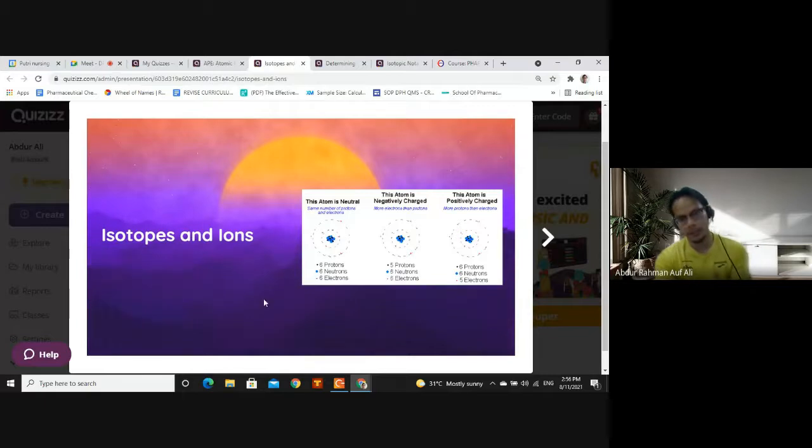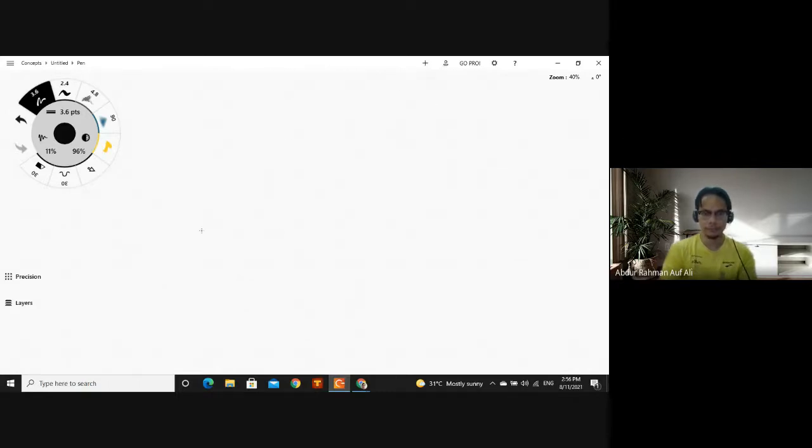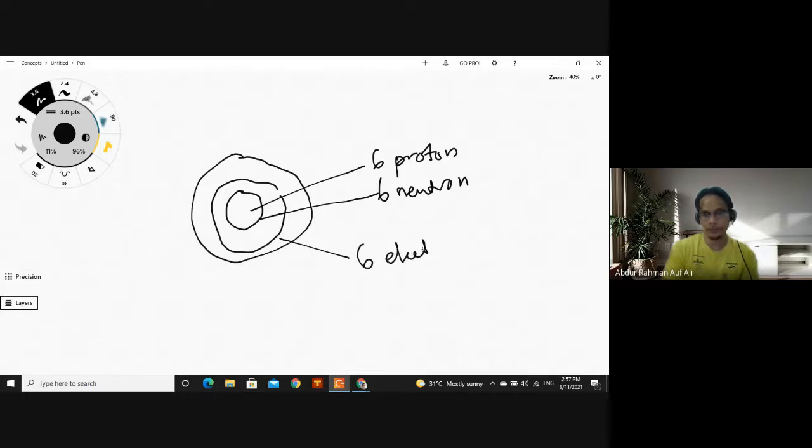Okay, pernah tak kamu terfikir kenapa sesuatu bahan tu boleh jadi neutral? So dalam this diagram, ada satu atom. This is the nucleus. Dalam nucleus ni ada 6 proton. Saya tulis je lah, malas nak lukis, kecil sangat. 6 proton, kat dalam nucleus juga ada 6 neutron. And surrounding the nucleus ada 6 elektron.